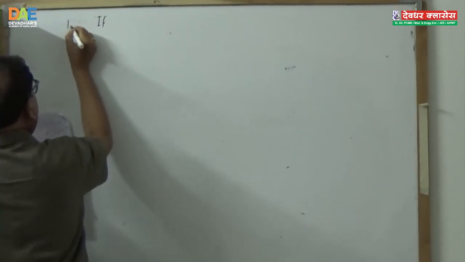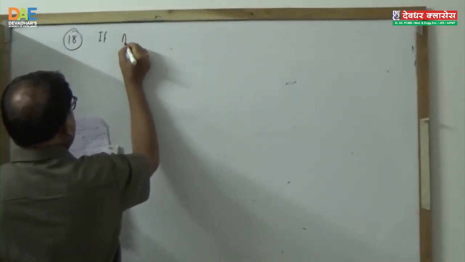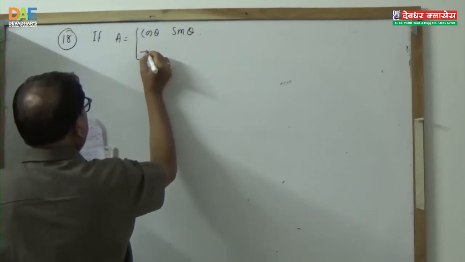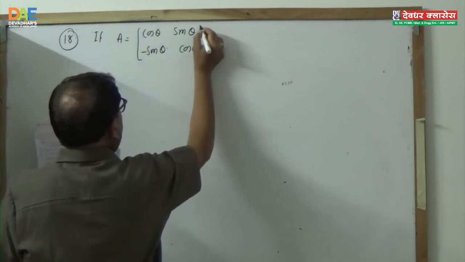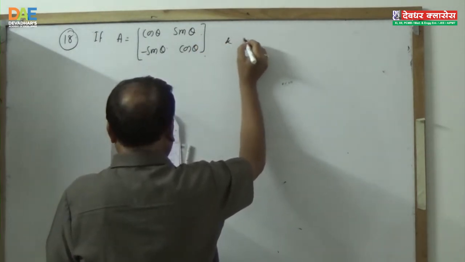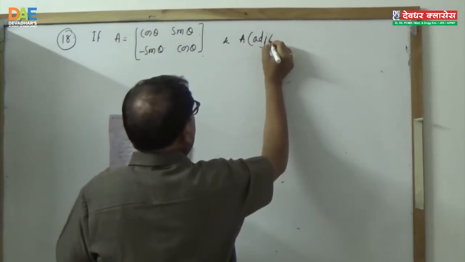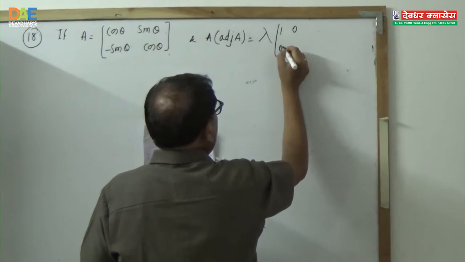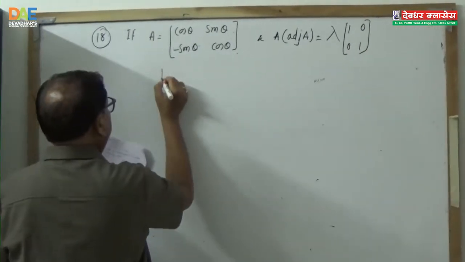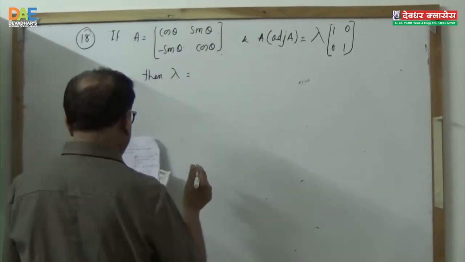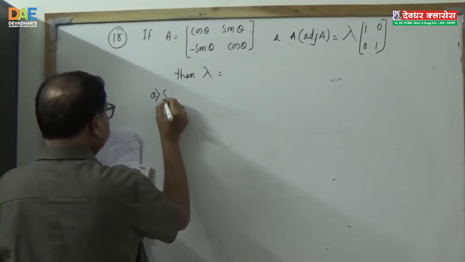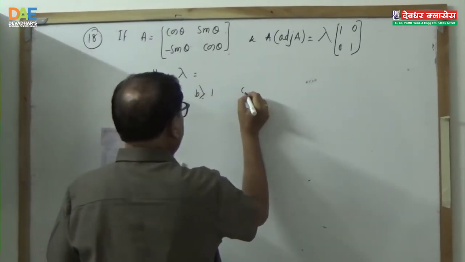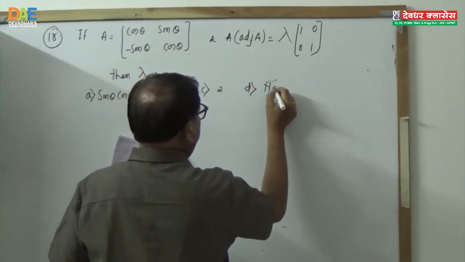If A is equal to the matrix cos theta, sin theta; minus sin theta, cos theta, and A into adjoint A is equal to lambda into the identity matrix 1, 0, 0, 1, then lambda is equal to: A choice, sin theta cos theta; B choice, 1; C choice, 2; D choice, none of these.